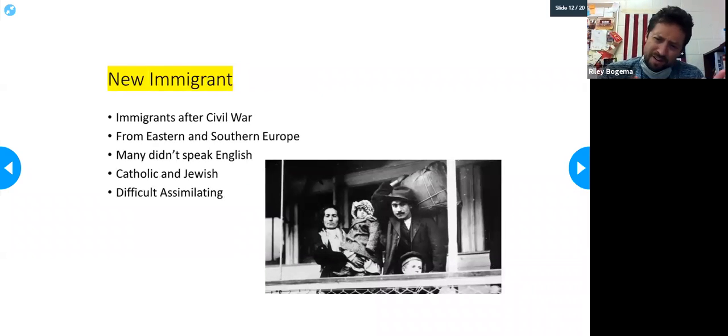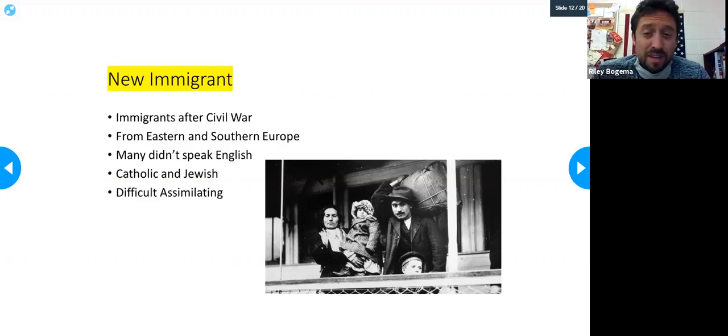All right, let's switch gears and talk about the second half of this lesson. I'm going to talk a little bit faster because we have a lot to talk about. I mentioned new immigrants at the beginning of the lesson. New immigrants were the immigrants who came to the United States after the Civil War, and they're mostly from Eastern and Southern Europe. So we're talking Italy, Poland, Russia, a lot of Slavic countries in Eastern Europe.